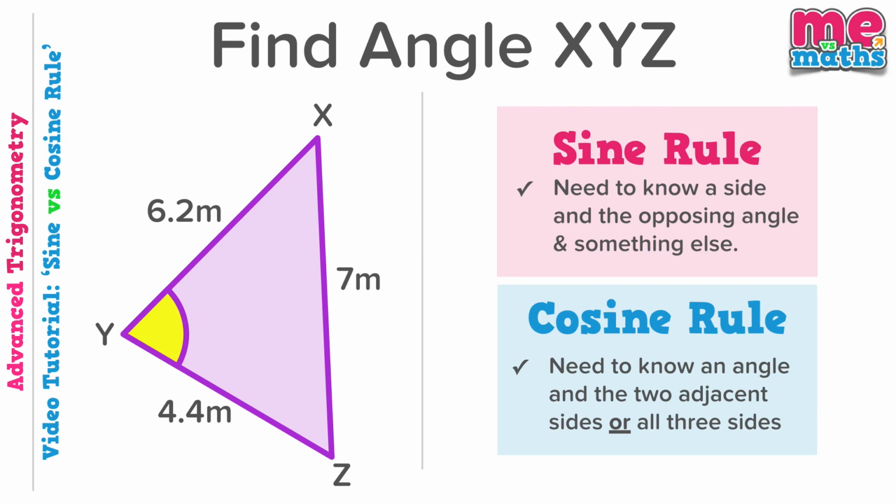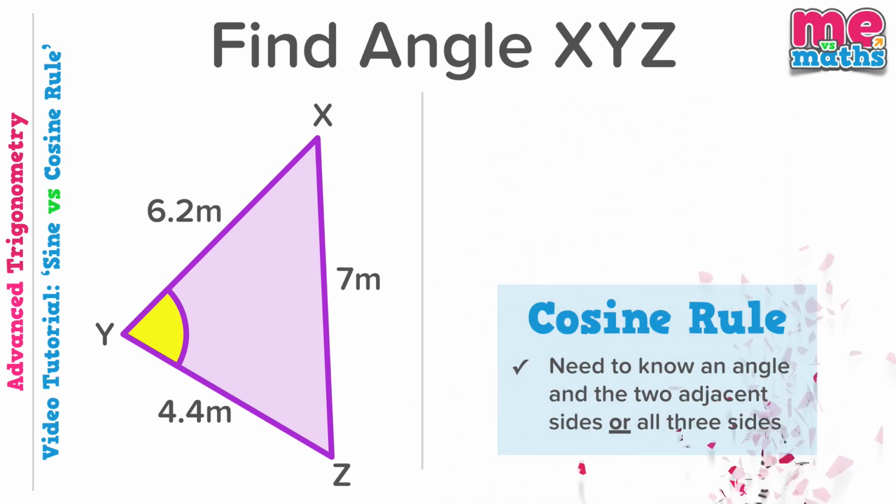So here we're being asked to find an angle. To be able to use the sine rule, we need to know a side and the opposing angle. Here we don't know any angle, so the sine rule is of no use to us. To use the cosine rule, one option is that we know all three sides. Here that's exactly what we know, so we can use the cosine rule.